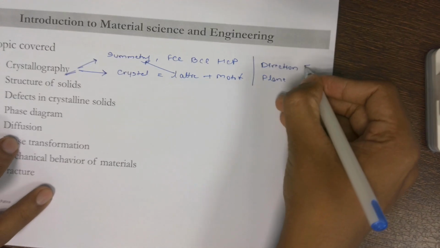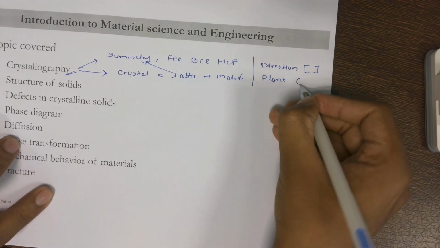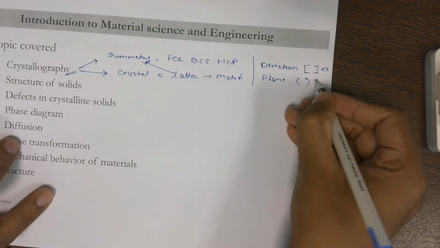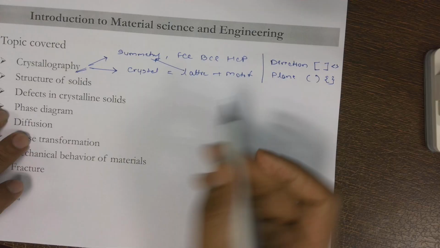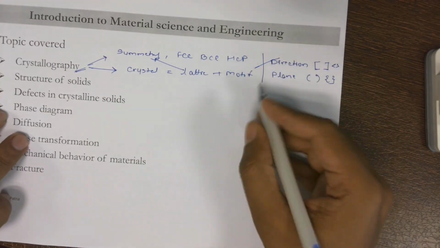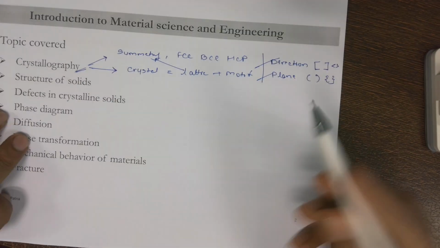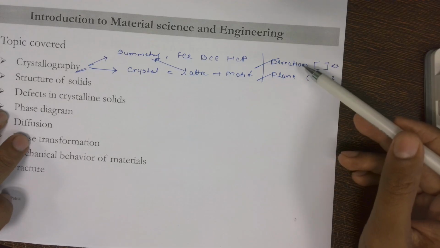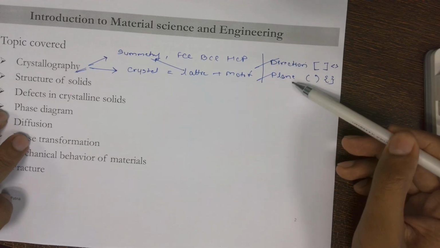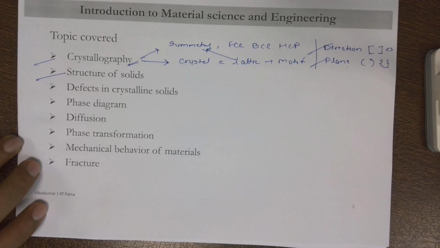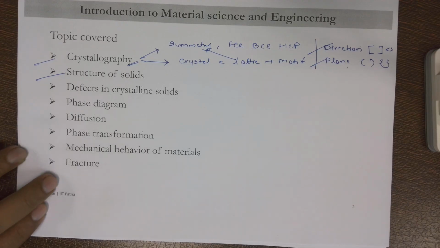We know a single direction we represent in square brackets, and the plane we represent in this particular type of bracket, while the family is represented by this type of brackets. We went through the Miller indices, and we saw how we can find the Miller indices for the direction and for the plane. I have two questions in the subsequent slides, where we will solve how we can find the direction and plane Miller indices. Later on, we discussed the structure of solids, for example NaCl and CsCl. Diamond cubic is there, and hexagonal close pack.